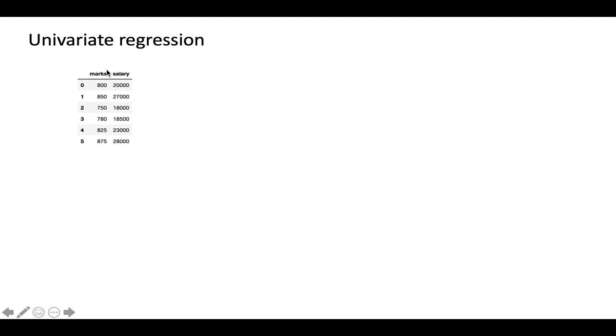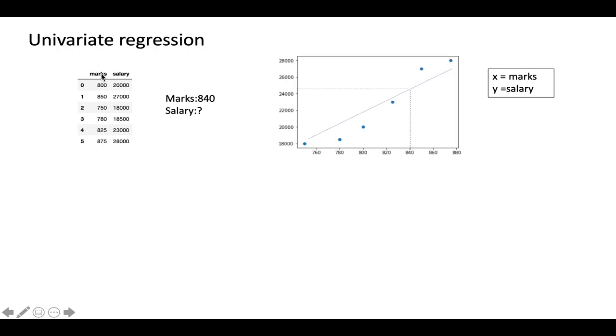Say this is marks in some final exam. If it's 800, maybe out of 1000, the salary is 20,000. If it's some student who got 850, got a salary of 27,000. Okay, and we are trying to predict if you get a mark of 840, which is not there in the data, what salary would you get? Okay. So let us plot this data with x as marks and y as salary. So we have only one variable based on which we are predicting, that is marks. Okay, and if we plot the data, this is how we see the marks against salary.